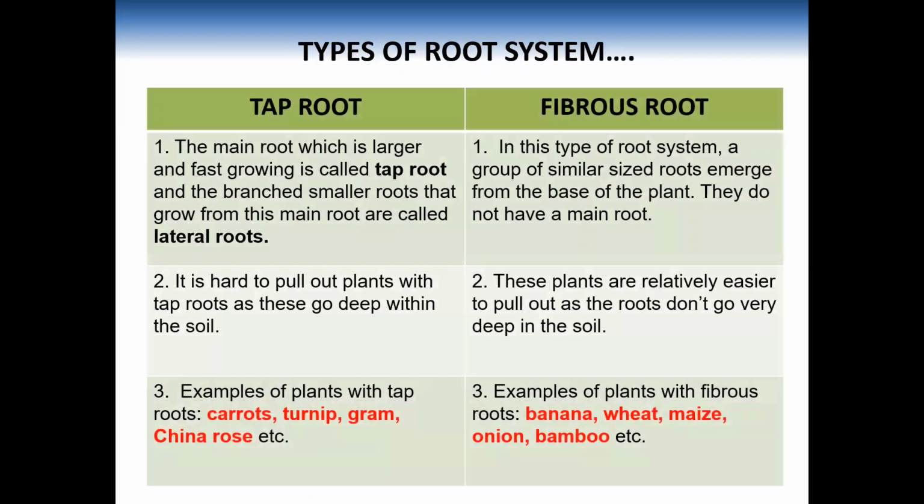Let us discuss the differences between taproot and fibrous root. The main root, which is larger and fast growing, is called taproot, and the branched smaller roots that grow from this main root are called lateral roots. In fibrous root system, a group of similar sized roots emerge from the base of the plant. They do not have a main root.